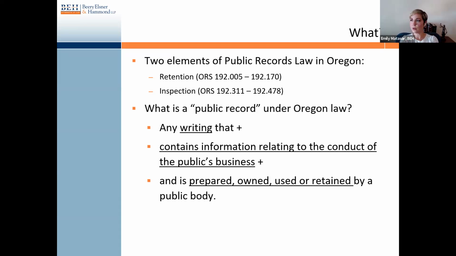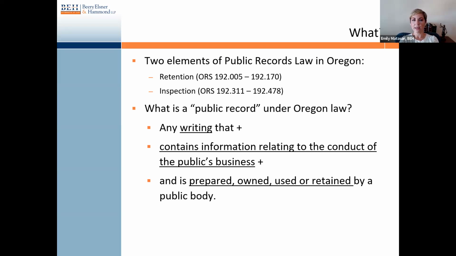There are two elements of the public records law in Oregon. There's a retention obligation as well as an inspection element. I included the statutory cites there, but I just want to note that ORS Chapter 192 was renumbered in 2017. So if you have policies or forms that predate 2017, you should double check your citations because they may have been renumbered.